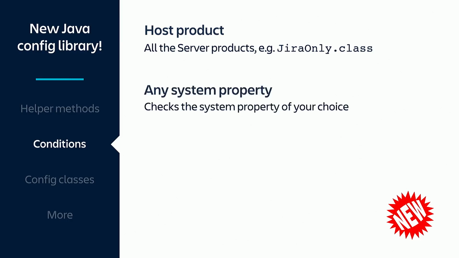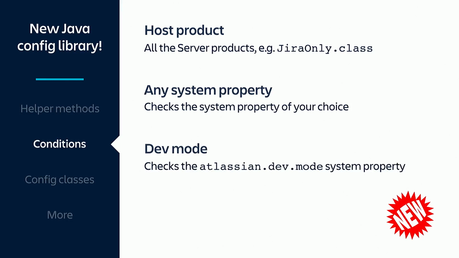There's a generic system property condition where you name a system property and what value it needs to have in order to be true. And then you just nominate that as the condition on your bean. We've written a special case of that, which just checks whether you're in dev mode or not, just in case you find that useful.